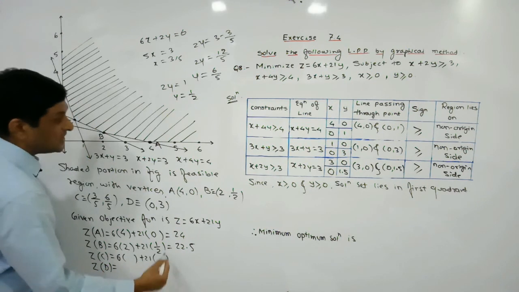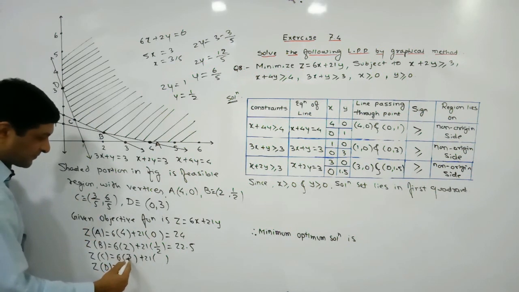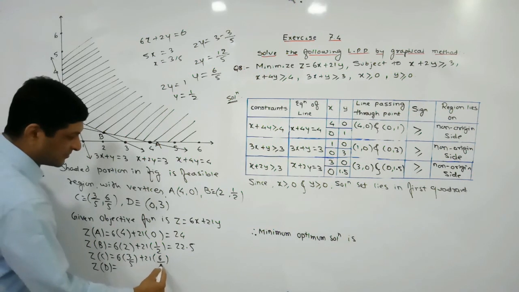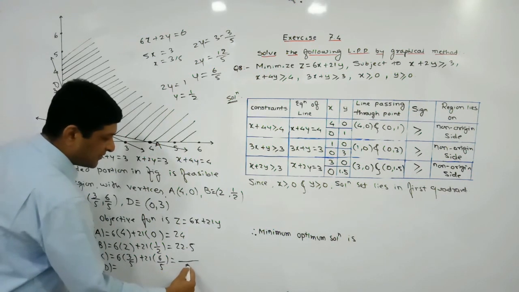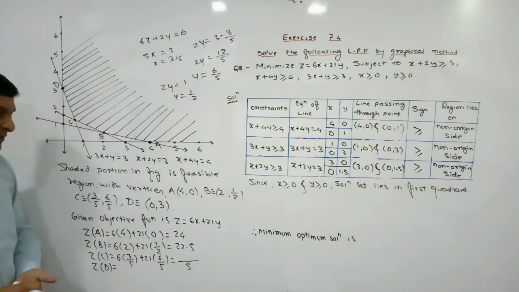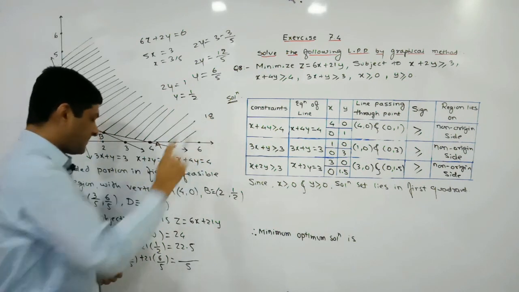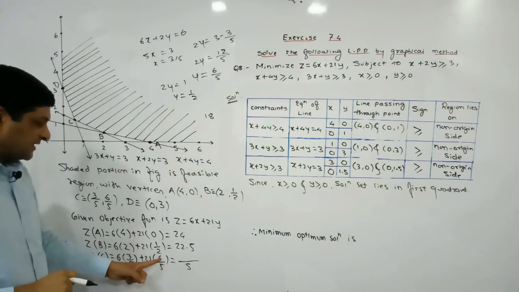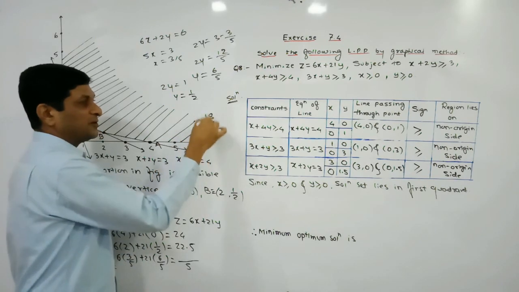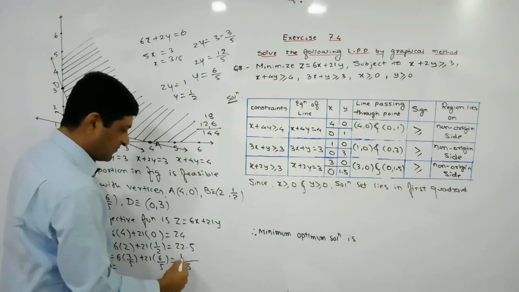Again find the value of the objective function at vertex C. The coordinates of vertex C are 3 by 5 and 6 by 5. Here we can observe that the denominator of both the terms is the same, which is 5. Now simply take the addition of the numerators. Here 6 3s are 18 and 21 into 6: 6 1s are 6 and 6 2s are 12, so 18 plus 126 is 144. So again here we will get 144 by 5.